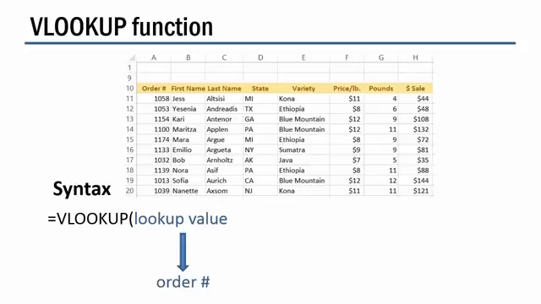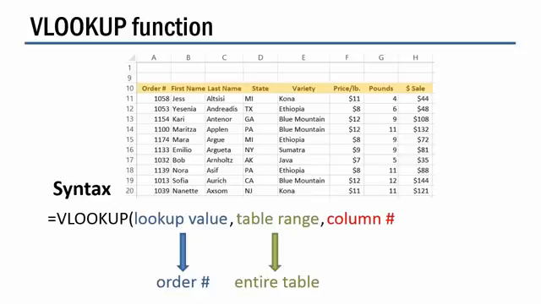Now, because you have to have commas separating the arguments in any function, after you put in the lookup value, you type in a comma, and then the second argument is the table range. And in our example, that's going to be the entire table. But keep in mind, it doesn't always have to be that. Then we put in a comma, and the third argument is the column number. Now, let's say we want to get the sale amount, and you can see here that's the last column in this table. In this instance, that's column number 8.